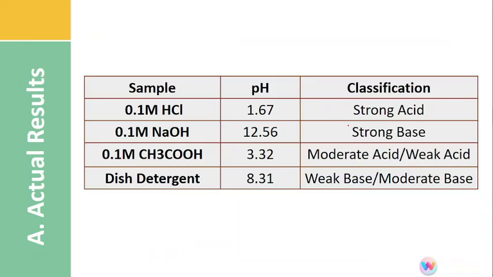Okay, based on the actual results, yung nakita natin or yung na-observe natin sa experiment, ito yung mga apat na chemical solutions na ginamitan natin ng pH meter to know their pH. Okay? Number 1, 0.1 molar of your hydrochloric acid. Ang na-observe natin na pH ni hydrochloric acid using our pH meter is 1.67 and is classified under strong acid. So, check. Next, 0.1 molar sodium hydroxide. Ang na-observe natin na pH on our experiment is 12.56 and is classified under your strong base.